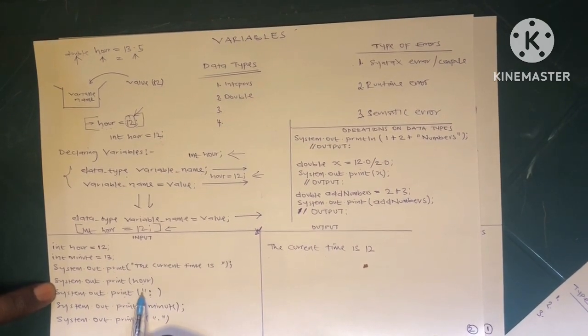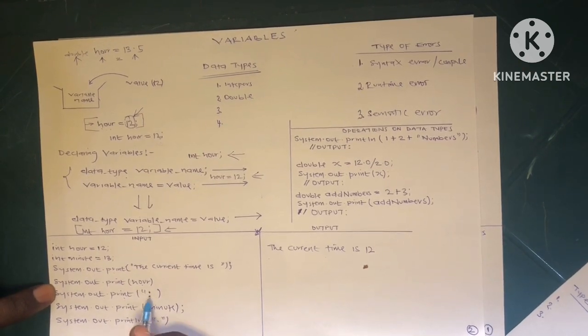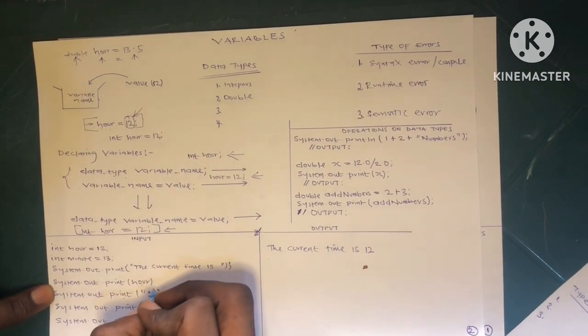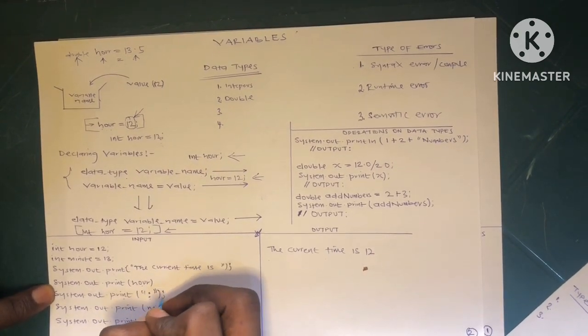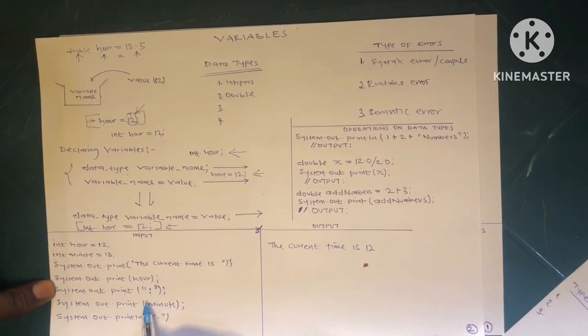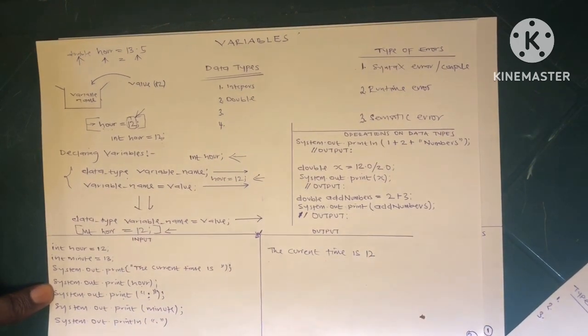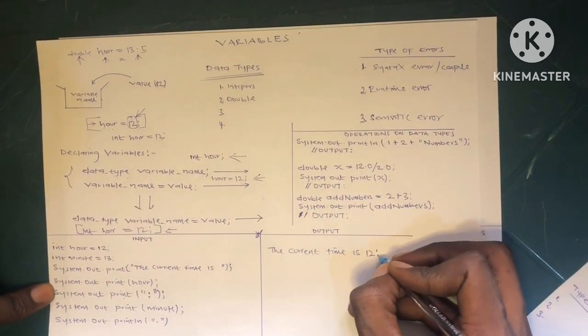Then it says system.out.print colon. Now notice something. I put this colon in what? In a single quotation mark. I'm supposed to put it in a double quotation mark. So I'm putting this, then assigning this semicolon. If I don't put these quotation marks, what type of error will the computer generate? It will generate a syntax error, right? All right, now we put the semicolon.